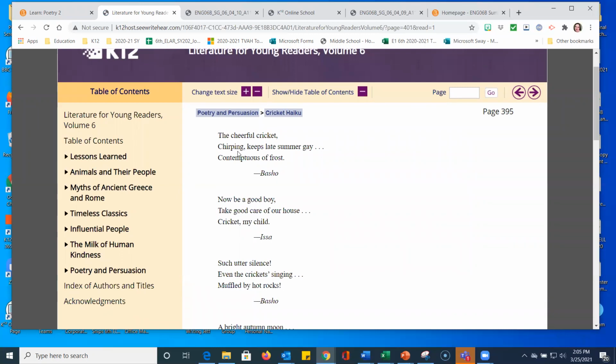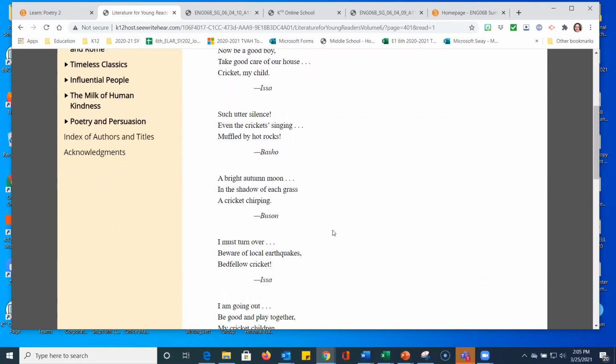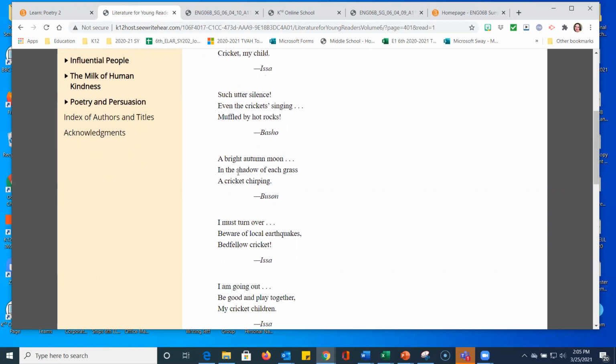The cheerful cricket, chirping, keeps late summer gay, contemptuous of frost. Basho. That's just one poem. Here's another haiku. They're very short. Now be a good boy. Take good care of your house. Cricket, my child. Such utter silence. Even the crickets singing, muffled by hot rocks. Basho. A bright autumn moon, in the shadow of each grass, a cricket chirping. Buson.